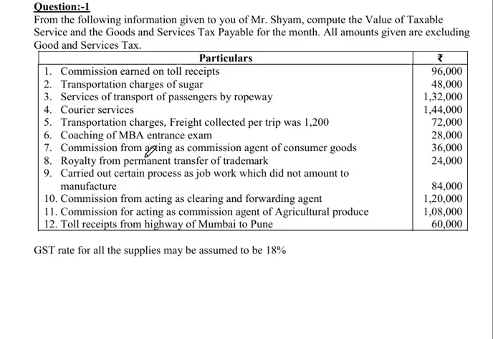Seventh one, commission from acting as commission agent of consumer goods 36,000. Eighth one, royalty from permanent transfer of trademarks 24,000. Ninth one, carried out certain process as job work which did not amount to manufacture 84,000. Tenth one, commission from acting as clearing and forwarding agent 1,20,000. 11th one, commission for acting as commission agent of agricultural produce 1,08,000. 12th one, toll receipts from highway of Mumbai to Pune 60,000.